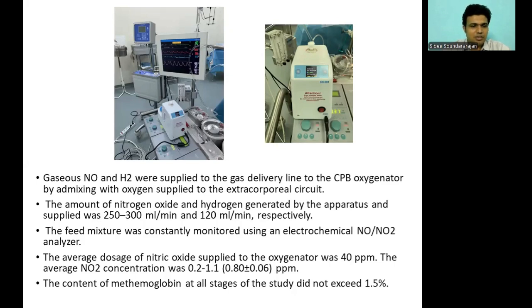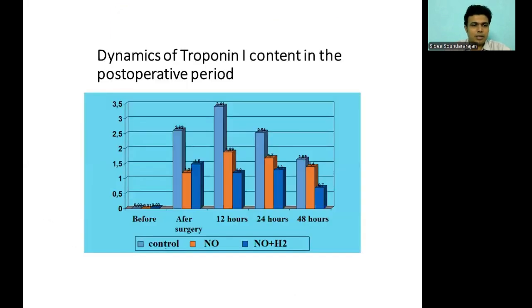The amounts of nitric oxide and hydrogen generated by the apparatus supplied were 250 to 300 milliliters per minute and 120 milliliters per minute, respectively. An experiment using the mixture of nitric oxide and hydrogen was carried out during the surgical treatment of acquired heart valve defects at the Academician B.A. Korolev Scientific Clinical Hospital. The data on the level of the cardiomyocyte damage marker troponin I during the surgical treatment of almost 80 patients are presented on the slide.